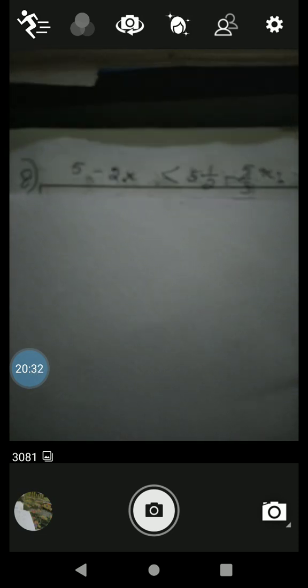Now I will read question number 8. Look at the text. Find the smallest value of x for which 5 minus 2x is less than 5 and 1 by 2 minus 5 by 3x, where x is an integer. Okay, we can solve. You can see 5 minus 2x. This mixed fraction, convert this mixed fraction into an improper fraction. 5 and 1 by 2 can be written as 5 into 2, 10. 10 plus 1, 11. 11 by 2.